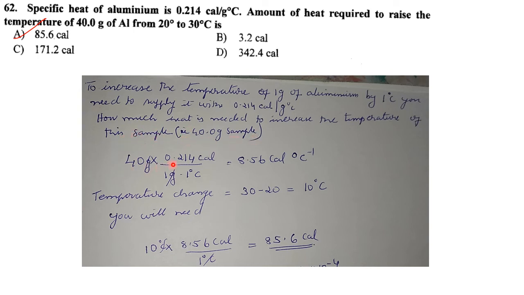So 40 into 0.214 divided by 1, you will get 8.56. Now the temperature change you will need is 30 minus 20, that is 10 degrees. So 10 into 8.56 divided by 1 degree Celsius is 85.6 cals. So the answer is option A.